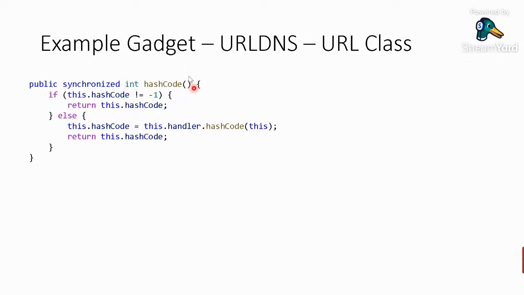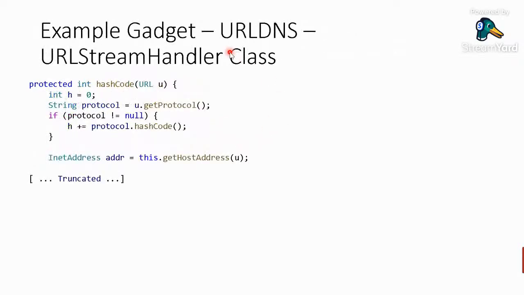So the URL's hashcode function calls its handler dot hashcode. Okay, let's dig a little deeper. And in our case, this is the URL handler. And you can see here very clearly, it's calling get host address on our URL. So that is where we wanted to reach. This is what's going to make that DNS query.